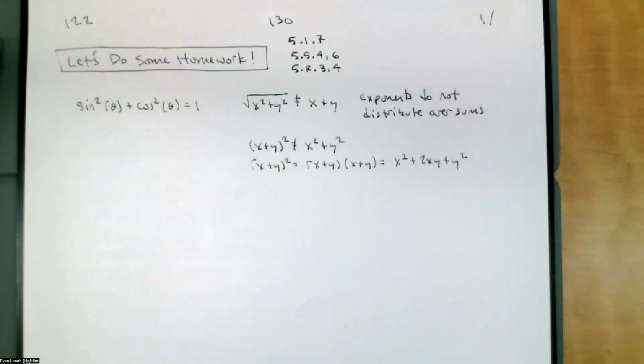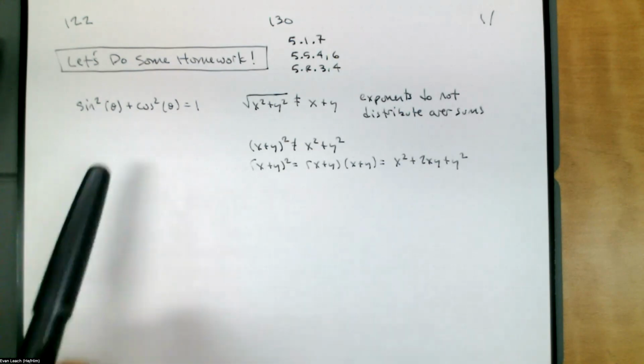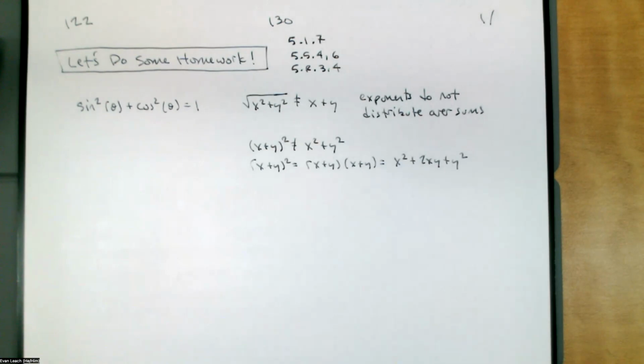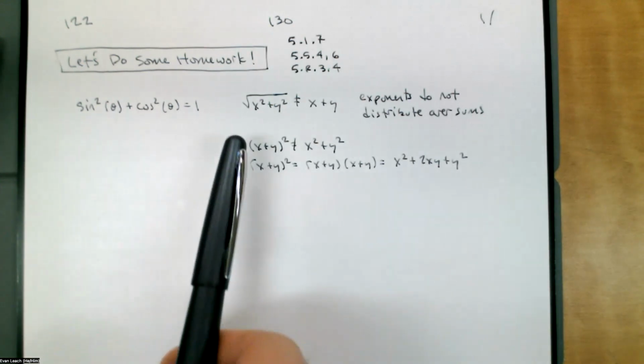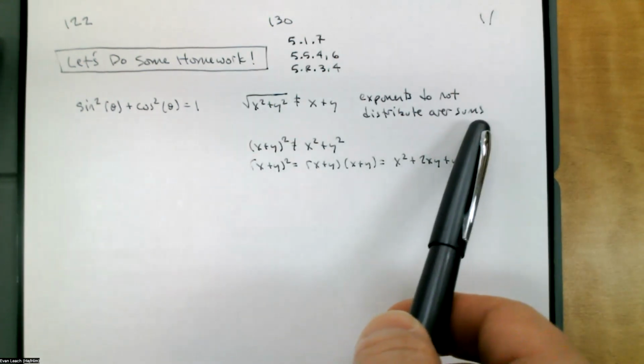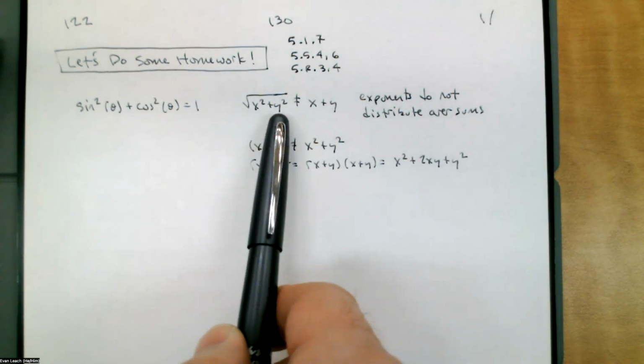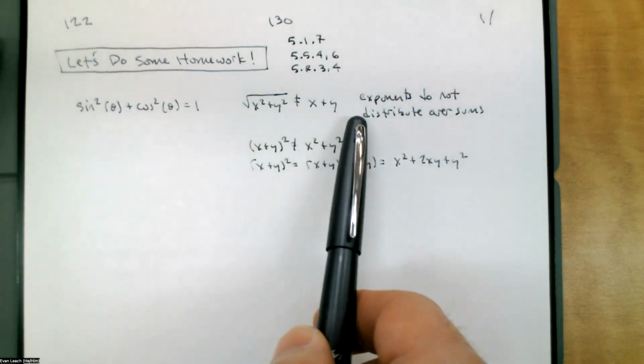So when thinking about this Pythagorean, we have sine squared plus cosine squared is 1. It's important to remember that exponents don't distribute over sums. I can't just take the square roots of the sine squared plus cosine squared and come up with sine theta plus cosine theta. So if we pull this back into algebra, exponents do not distribute over sums. So the square root of x squared plus y squared is not just x plus y.